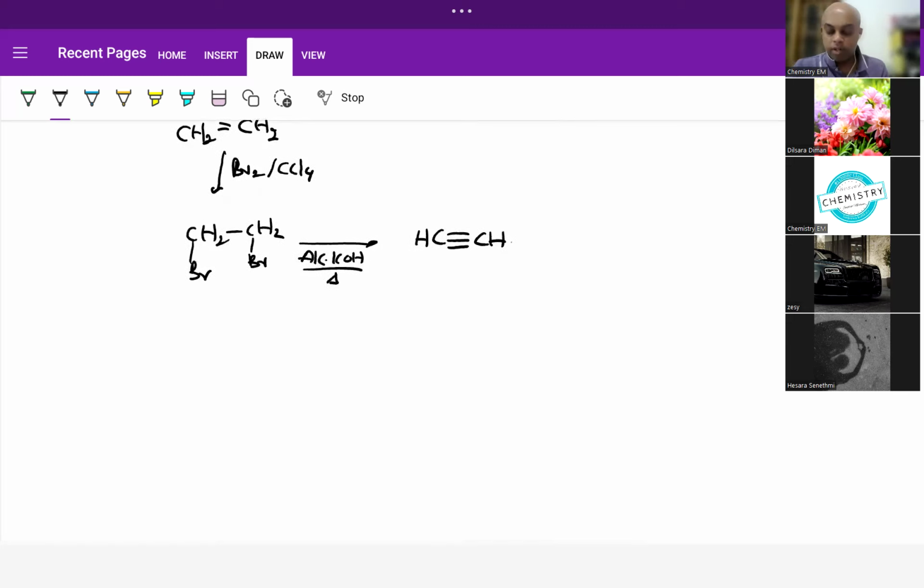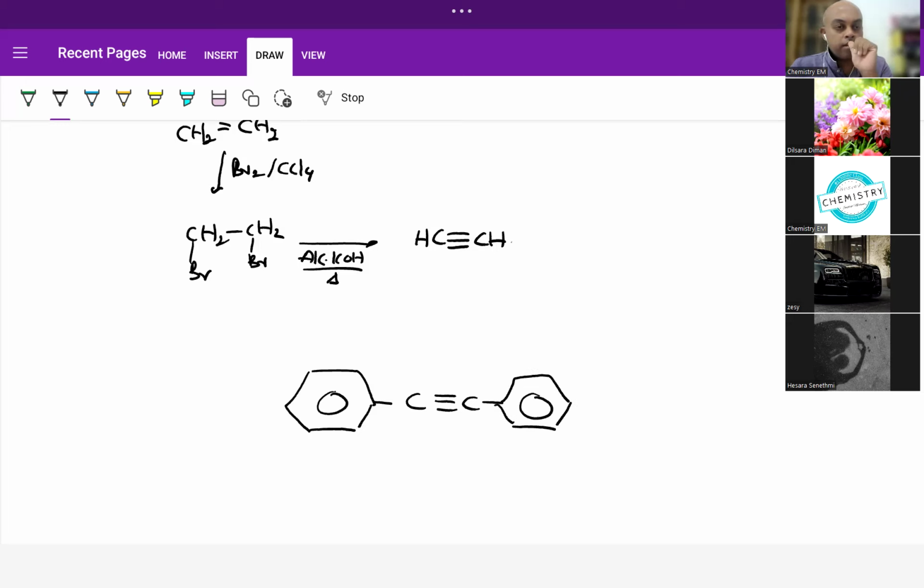I will give you a question, right? Something like this. Can somebody tell me whether this is an acidic alkyne? Is this an acidic alkyne?